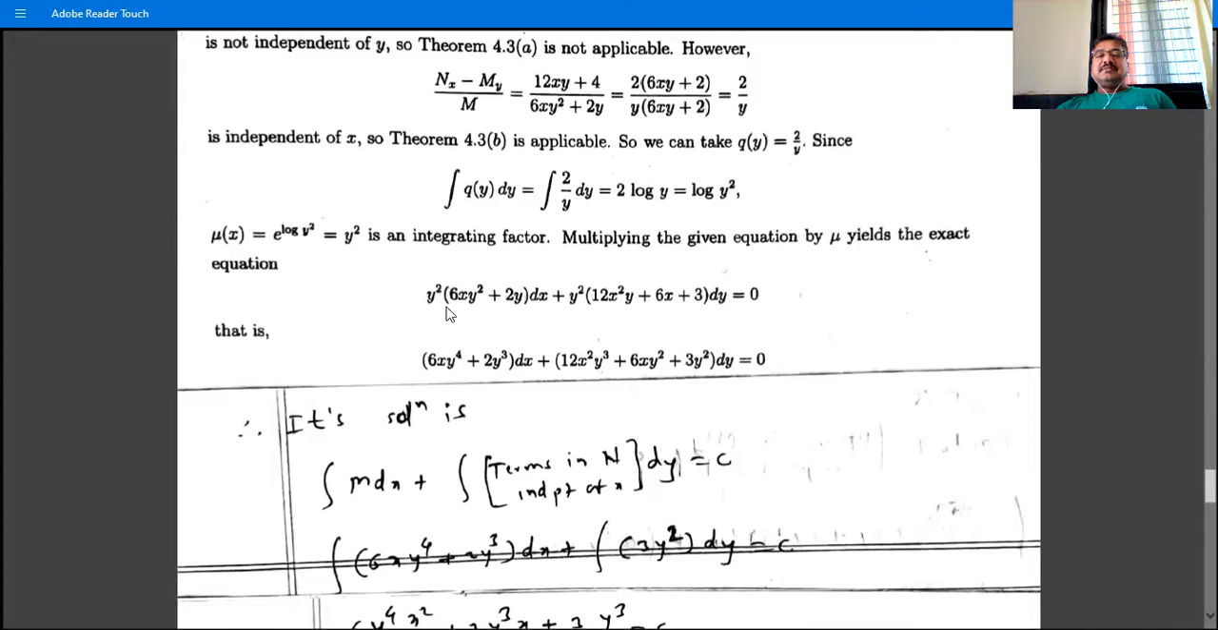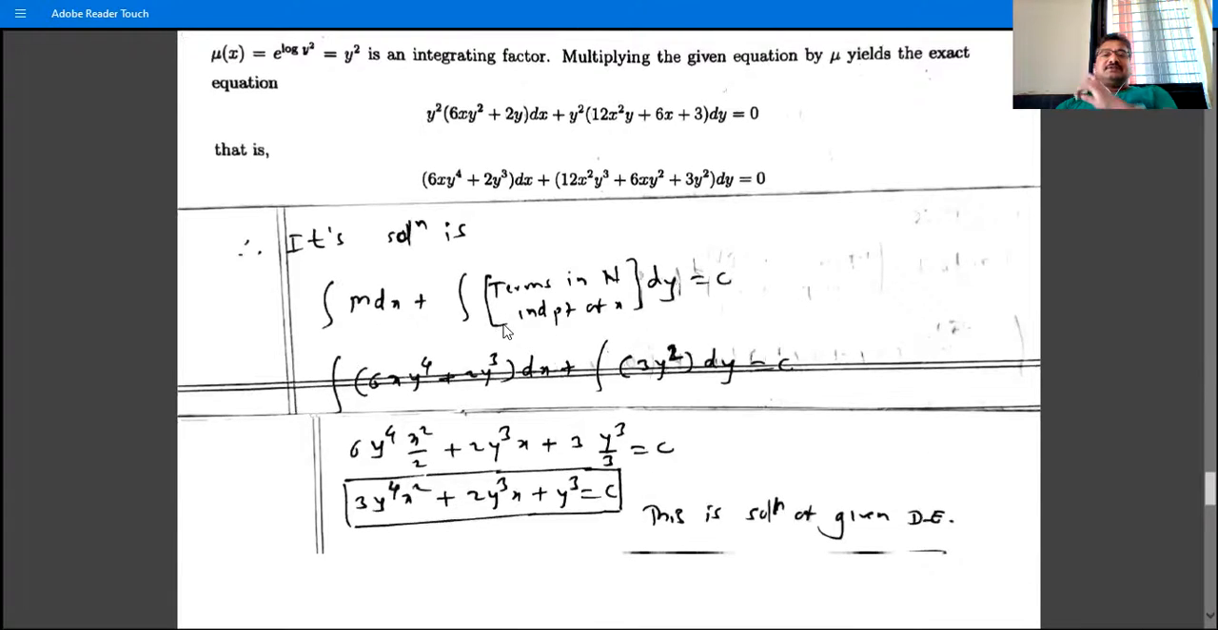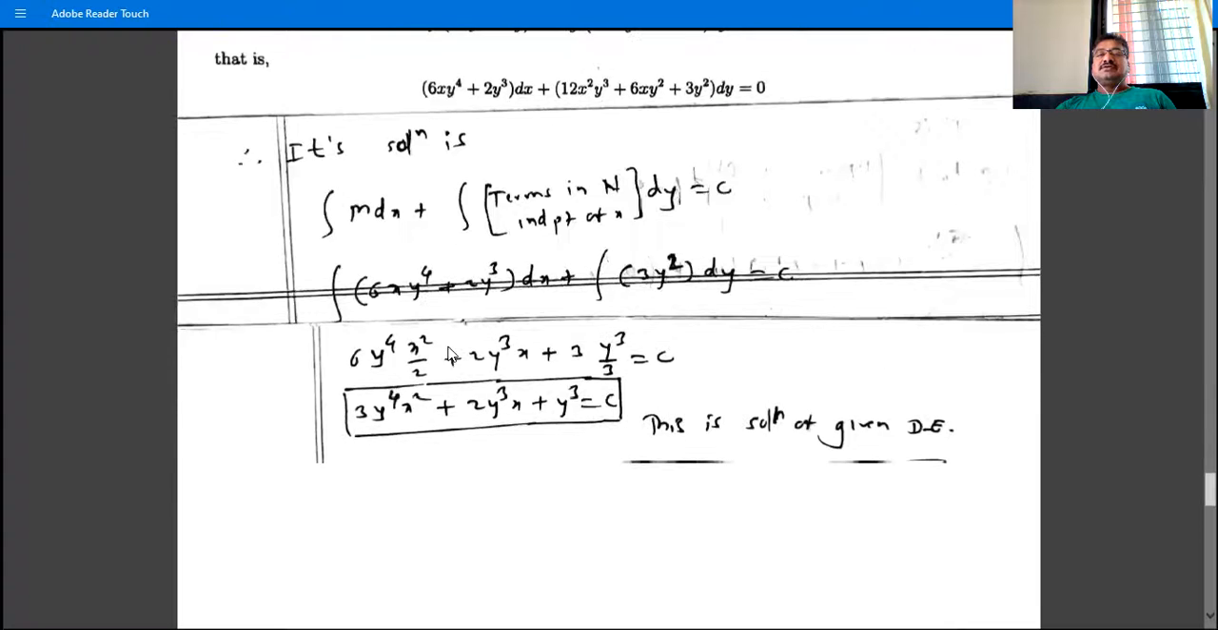And after simplification, multiplying by y square into the bracket, we have this. And this is an exact differential equation. So its solution is what? Integration of M dx plus integration of terms in N independent of x dy is equal to constant. So write M as this. Then write the terms in N independent of x.